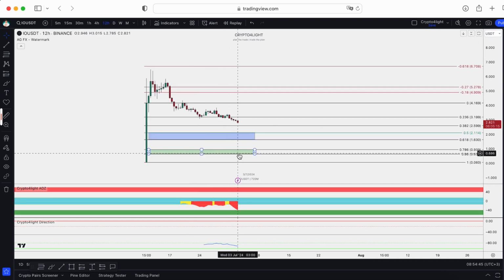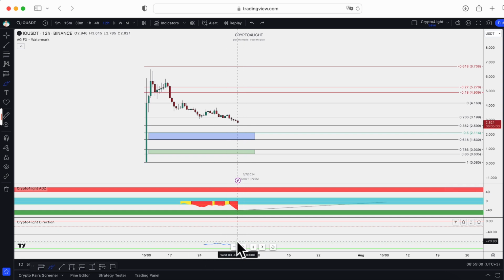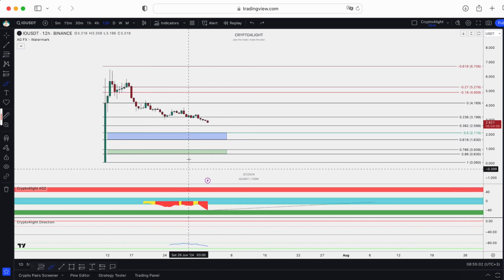Then it would be good to form a divergence on ADZ. So something like this one, for example, on the 12-hour time frame, and something like this one on the chart, is going to be the perfect scenario for IO. And now we are just at the bottom on direction. So guys, it's up to your own risk where to accumulate and at what levels.